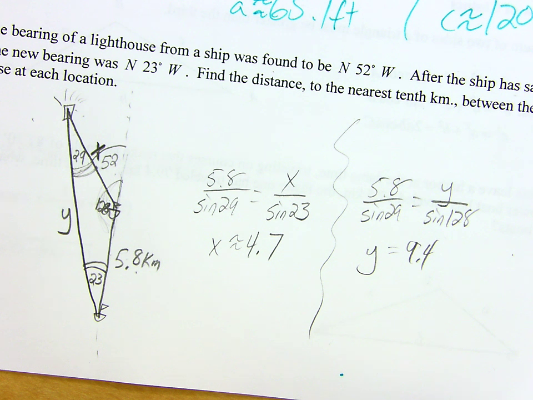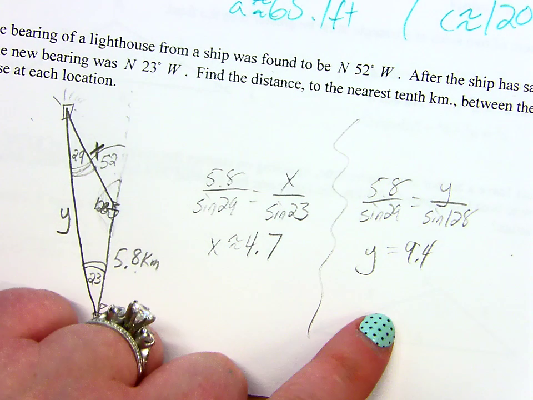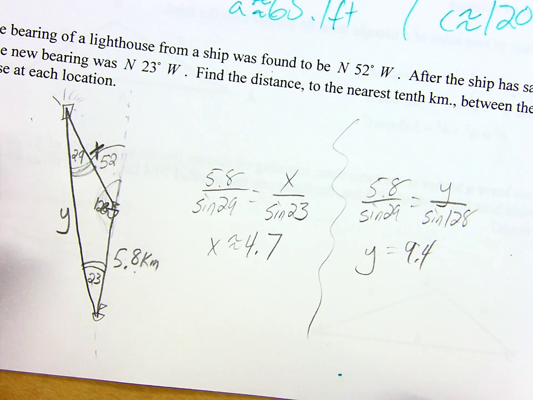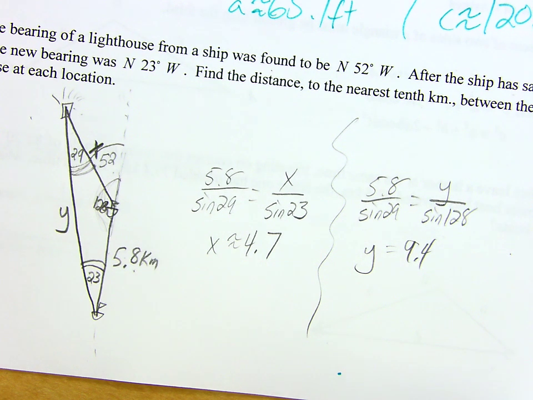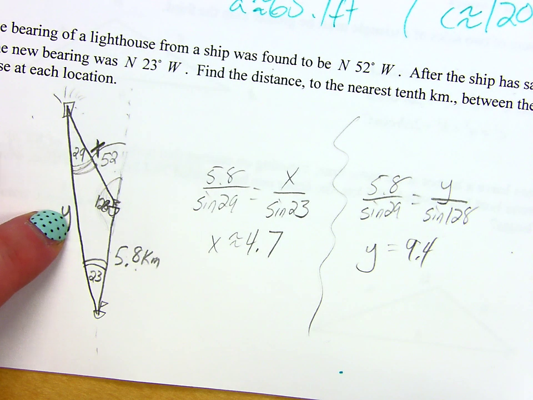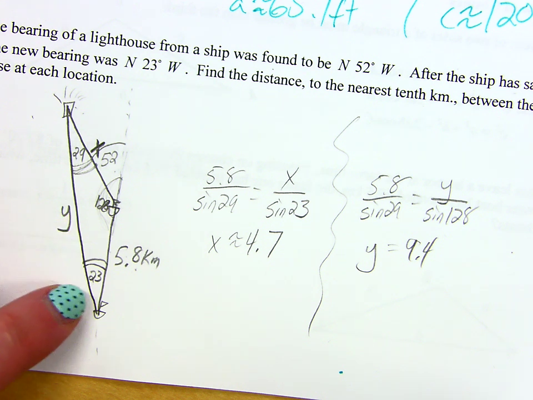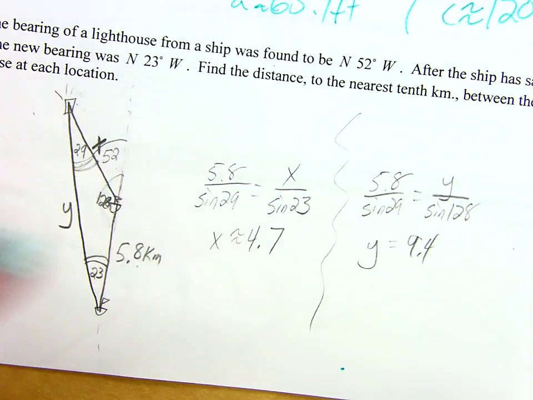Did you guys get 9.4 for your other side? Yep. So, using the law of sines is pretty easy as long as you know it. Y was 9.4. Don't forget, you can do the really quick check that across from the biggest angle is the biggest side. So that makes sense that Y is a much bigger number than the other two. And then 23 was the smallest angle, so 4.7 would be my small side. All right.